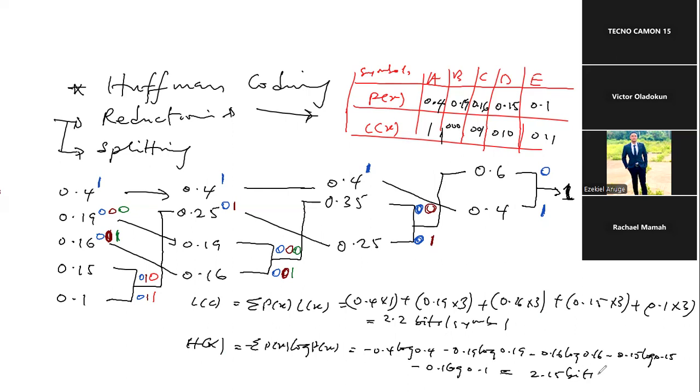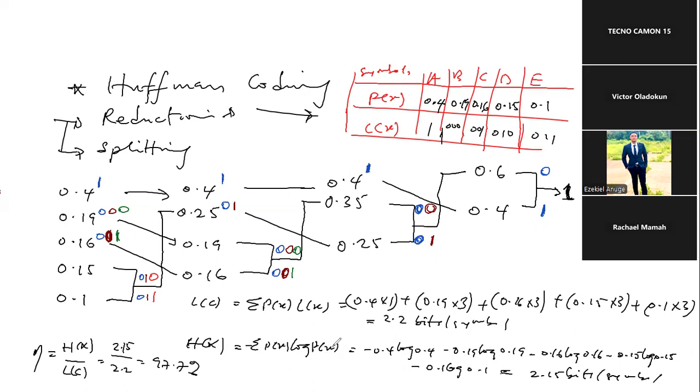2.15 bits per symbol. So the efficiency of this code, like we mentioned earlier, will be the entropy over the expected length, which will be 2.15 divided by 2.2. And this will give us 97.7%. Okay. So for the Huffman code, this is what we get, 97.7%.